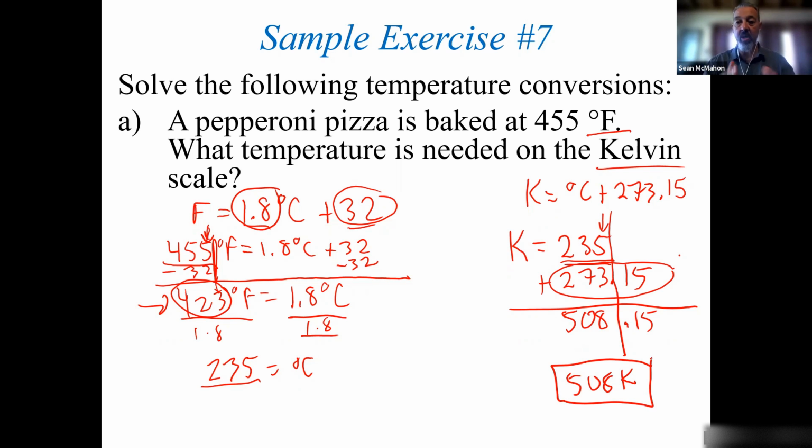Okay, but you do want to follow those rules because I know here you have 3 sig figs, but you might not always end up with the same number of sig figs. That's why you want to follow those rules.